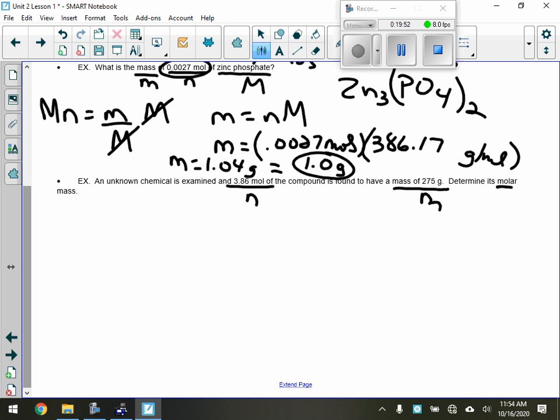And of course it says here determine the molar mass, and that would be big M, yes? So we need to rearrange our formula for big M. We hopefully can do that.